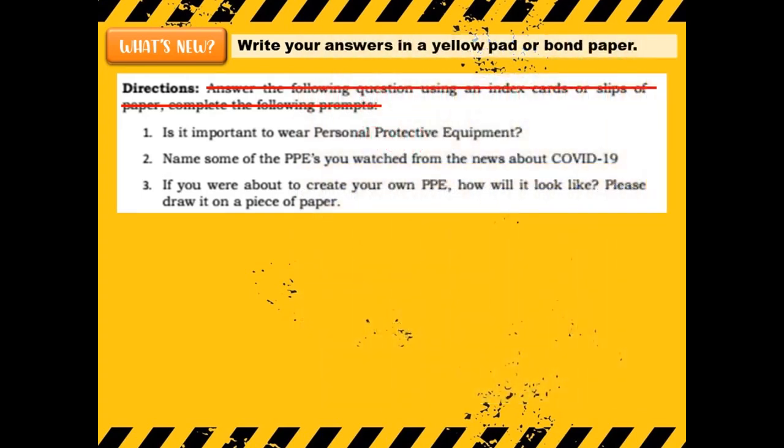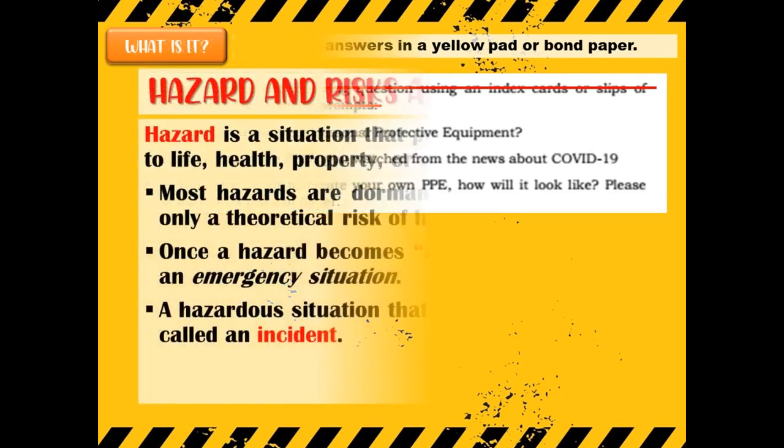In the next activity, "What's New," you have to write your answers in a yellow pad or bond paper. You have to answer questions 1 to 3 and write your answers in a complete sentence. In question number 3, if you were about to create your own PPE, how will it look like? Please draw it and color it.